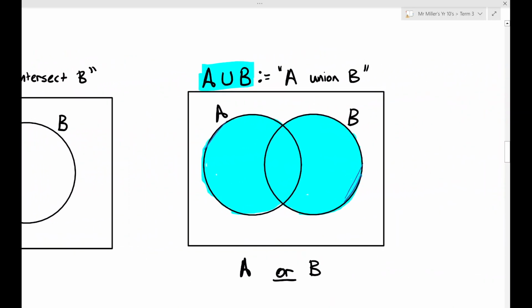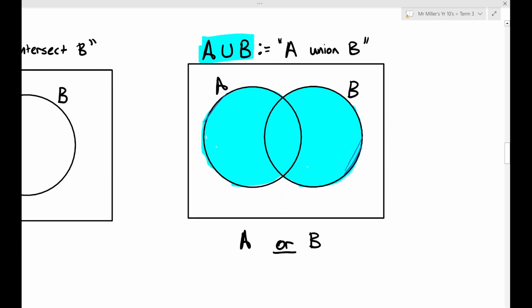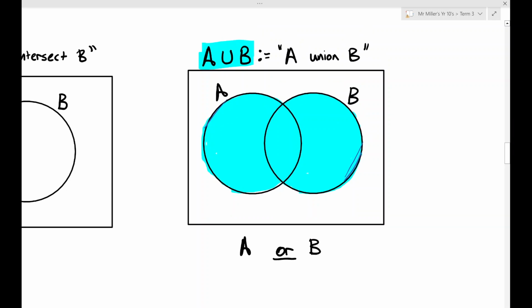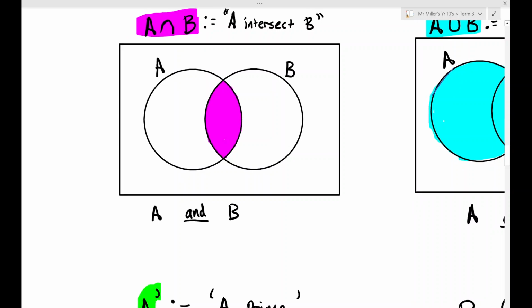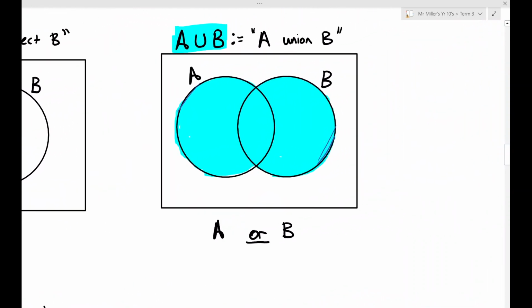Okay, A union B. When our symbol is flipped into a U shape, that means A union B. A union B translates to A or B. So here's a set of A, here's a set of B. There are mathematical objects in A, mathematical objects in B, and there's an overlap. So some things in A are also in B. When we say what is A union B, we are considering every mathematical object that is either A or B. So this was A and B. This is A or B.